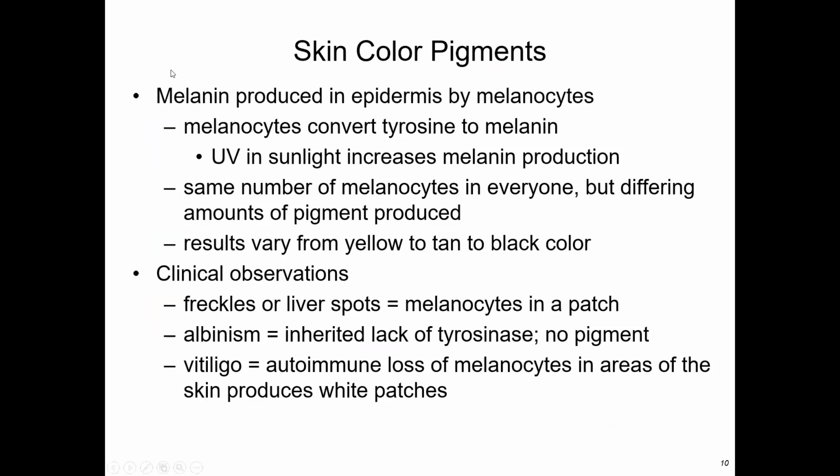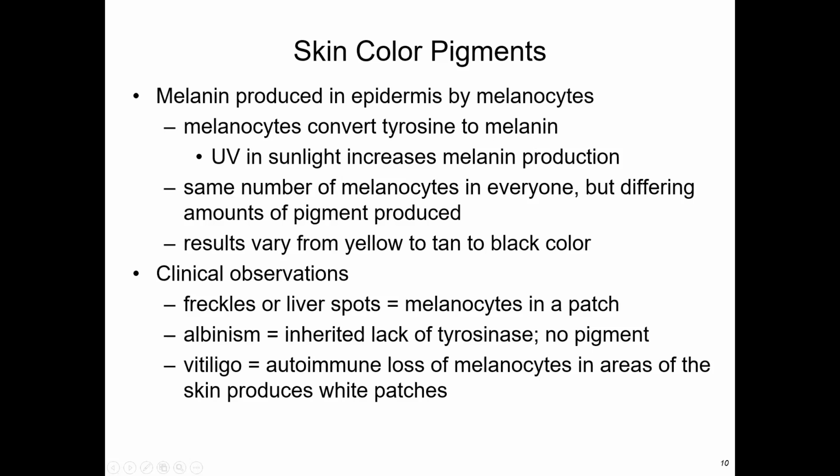Because in the stratum basale we see melanocytes, this is where it's best to talk about skin color pigments. So we covered this much in the lab. Melanin is made by melanocytes. Now, how melanin is made: melanocytes use the amino acid tyrosine and stitch together hundreds of these tyrosine molecules to create these dark brown globules we call melanin.